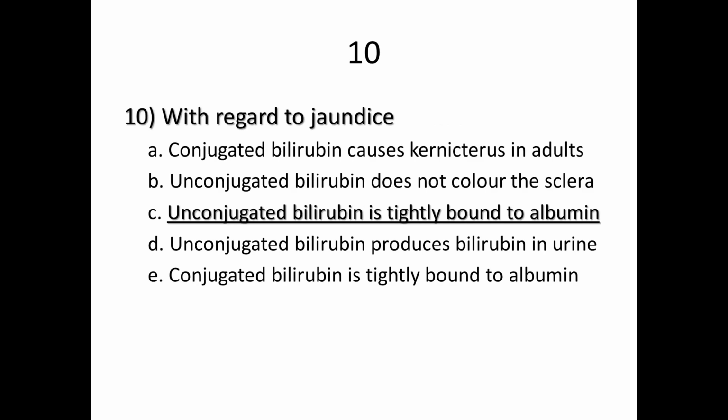With regard to jaundice, unconjugated bilirubin causes kernicterus in adults. Unconjugated bilirubin does not color the sclera. Unconjugated bilirubin is tightly bound to albumin. Unconjugated bilirubin produces bilirubin in urine, and conjugated bilirubin is tightly bound to albumin. So the answer is unconjugated bilirubin is tightly bound to albumin. And unconjugated does color the sclera.